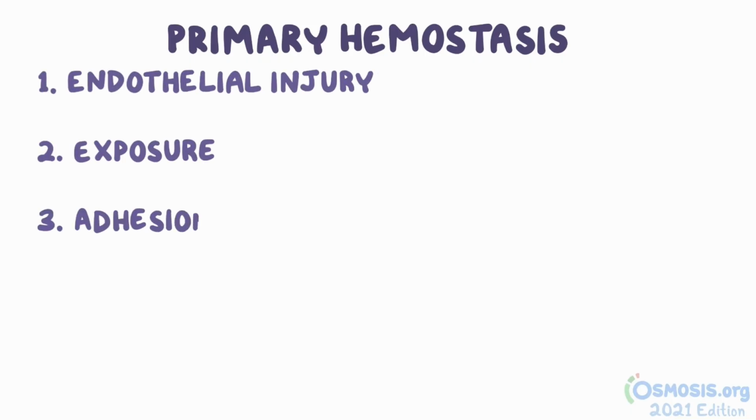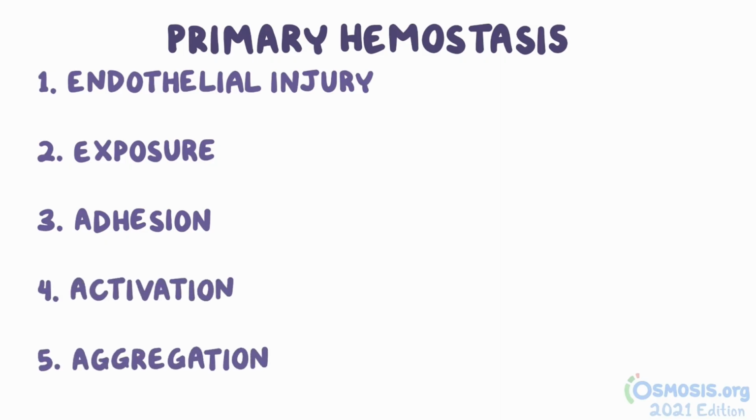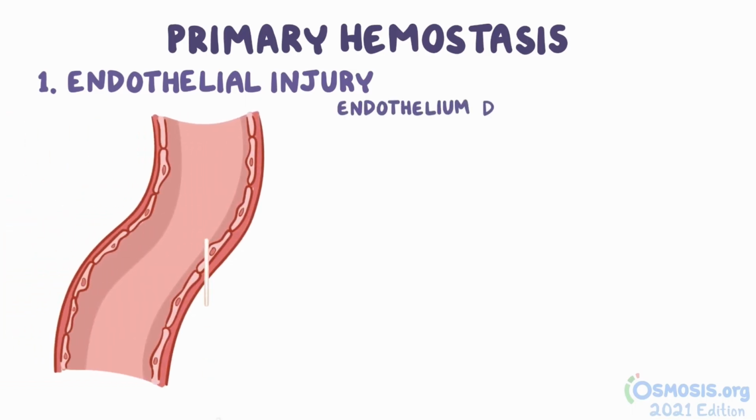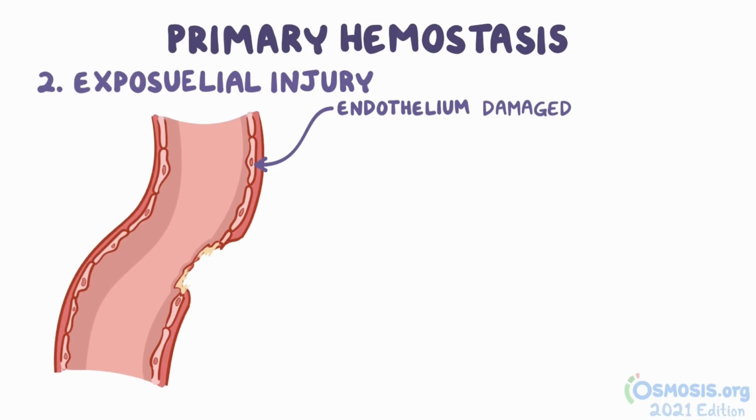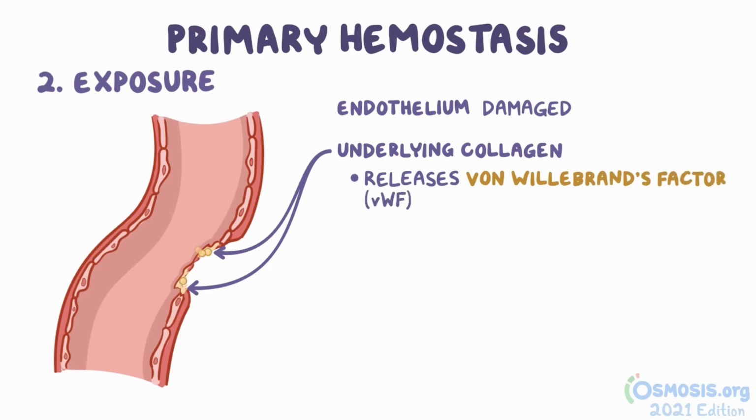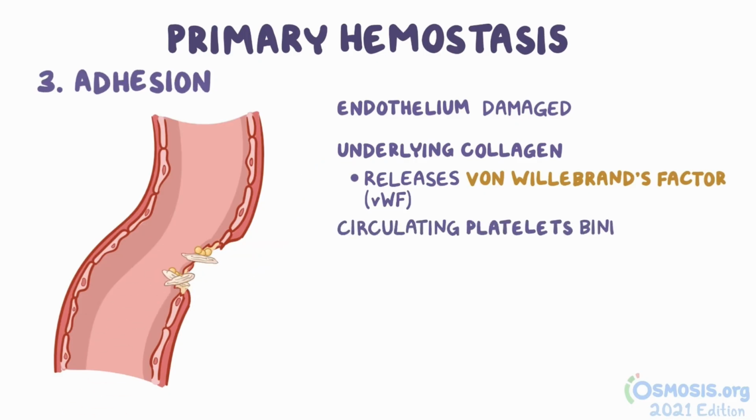Primary hemostasis can be further divided into 5 steps: endothelial injury, exposure, adhesion, activation, and aggregation. Endothelial injury is when the innermost layer of the artery, called the endothelium, gets damaged. The second step is exposure, where the damaged endothelium exposes the underlying collagen. The underlying collagen and the endothelial cells then release a protein called von Willebrand's factor, or VWF, that binds to this collagen. The third step is adhesion, where circulating platelets bind to the VWF via a surface protein called GPIB.